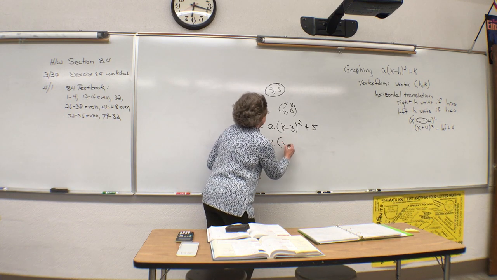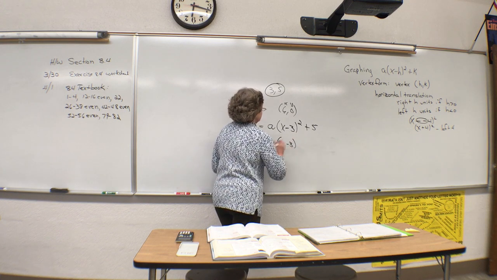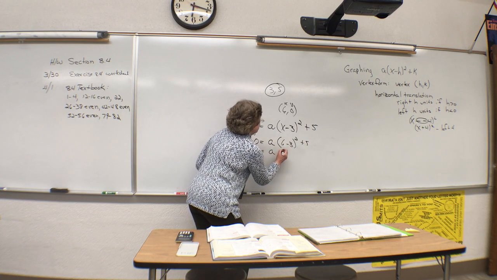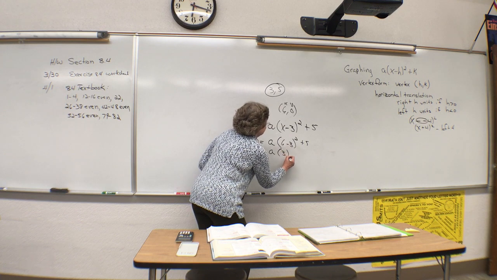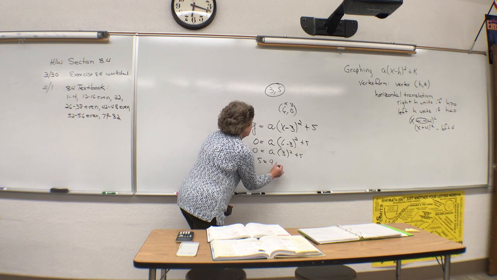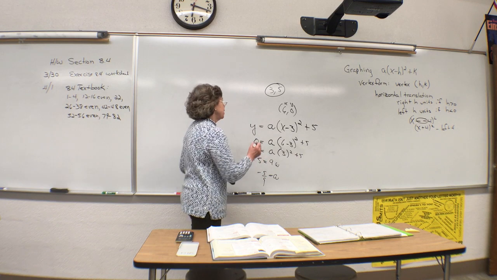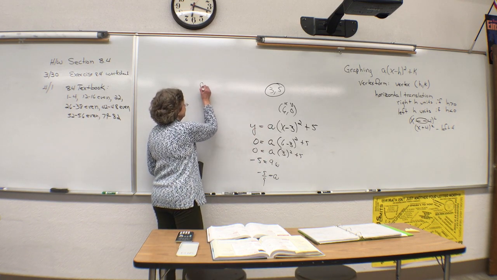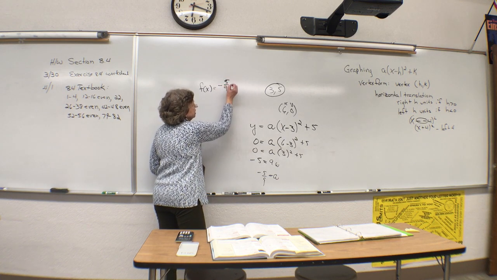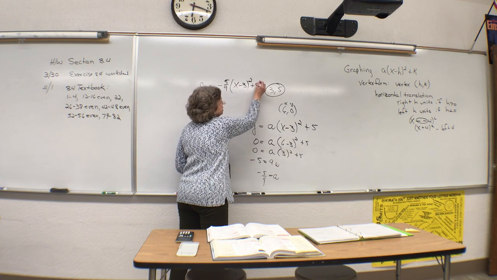And I have x minus 3, whoops, not x anymore because we know it's 6, squared plus 5. So 0 equals a times 3 squared plus 5. That means negative 5 equals 9a, and that means our a is negative 5/9. So in this equation, I can rewrite this as f of x or y equals, now I know that a is negative 5/9, and I'm going to keep my vertex form, which is x minus 3 squared plus 5.